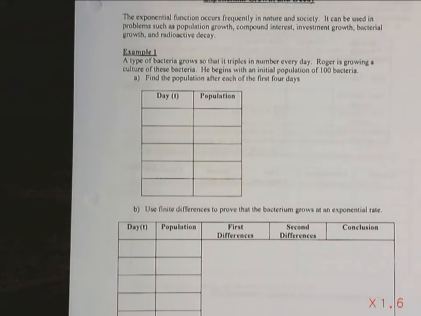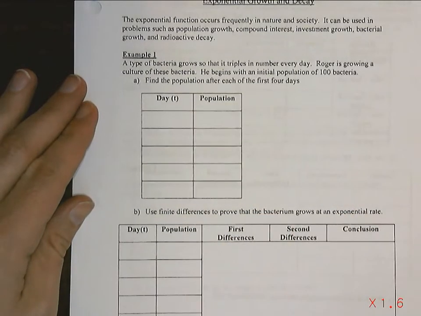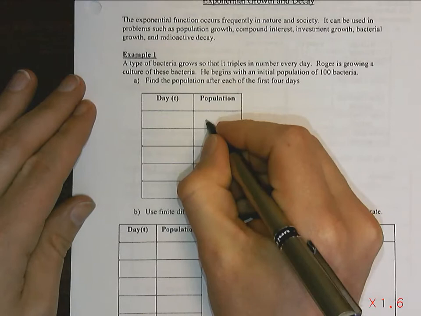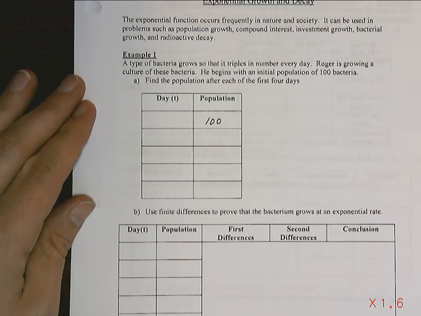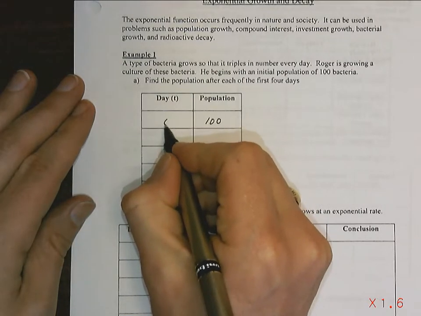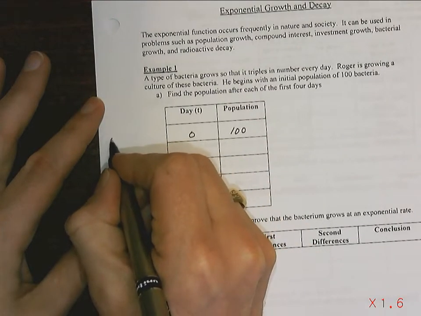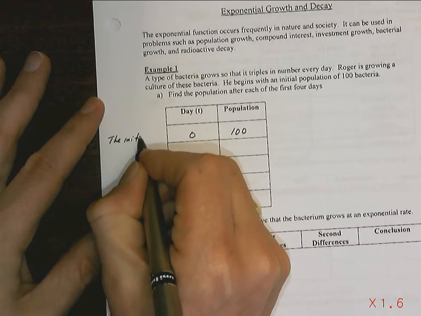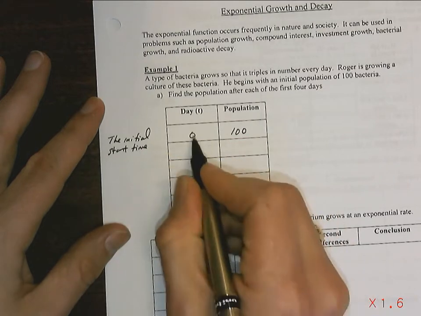He begins with an initial population of 100 bacteria. A. Find the population after each of the first 4 days. Well, he's starting off with 100 bacteria. Now, I can't say that this is day 1, because what this is talking about is after a complete day has gone by. So I need to come up with this idea of when time starts. So we're going to say 0, and this is the initial start time. Okay, so time equals 0.